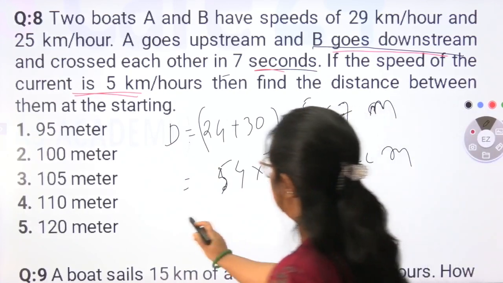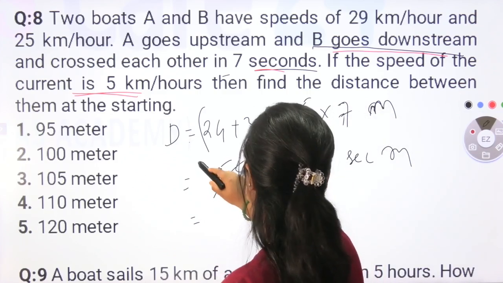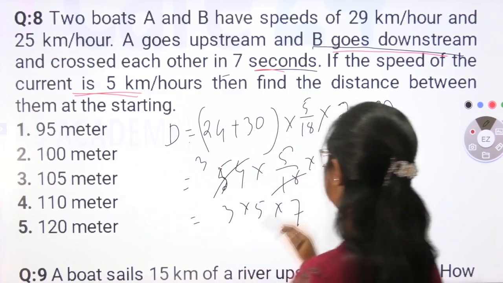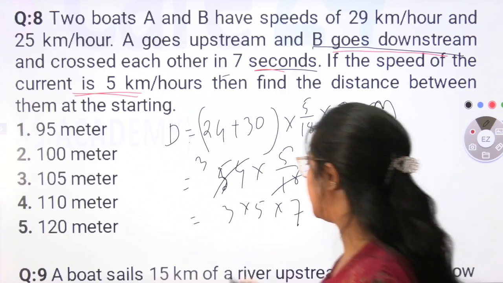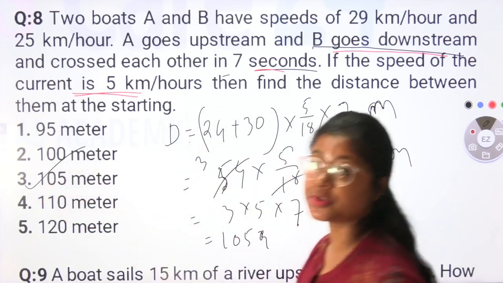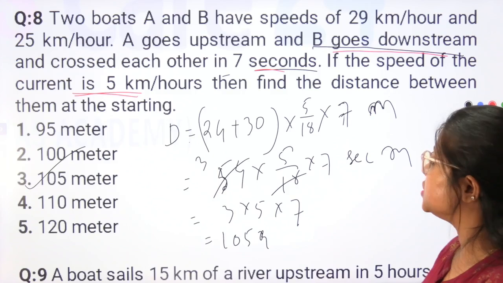Okay. So 18 into 3. So 3 into 5 into 7. So 15 into 7, how much? 105 meter. So my option number 3 would be the correct option. Okay. So 3 into 5 into 7. I am just doing what?